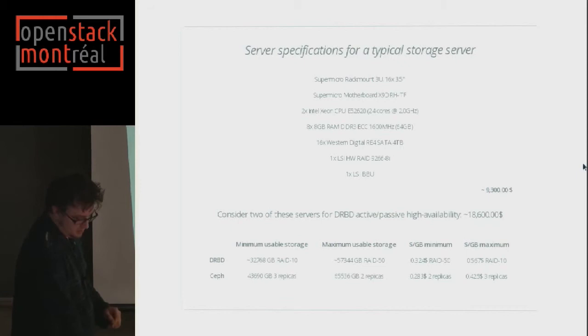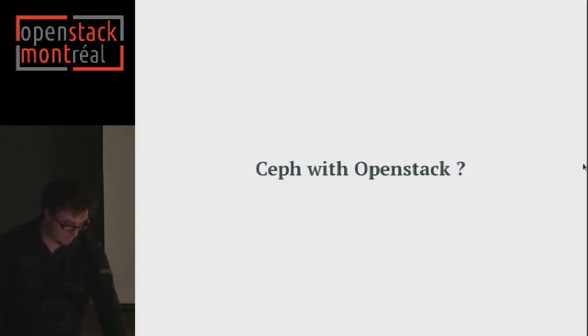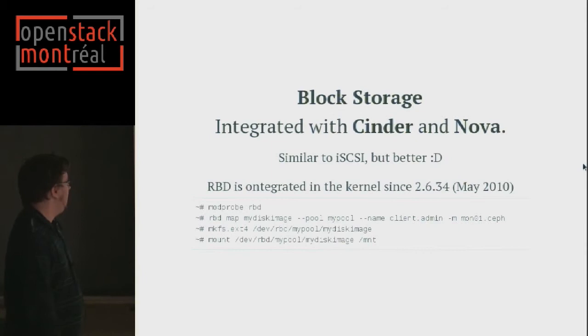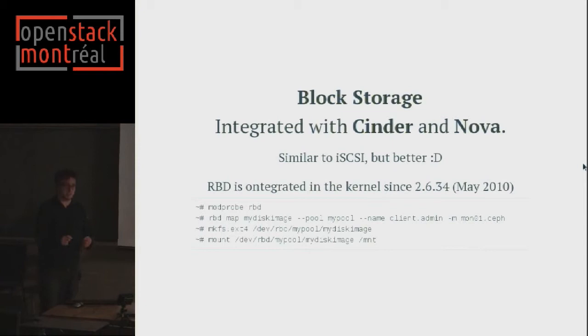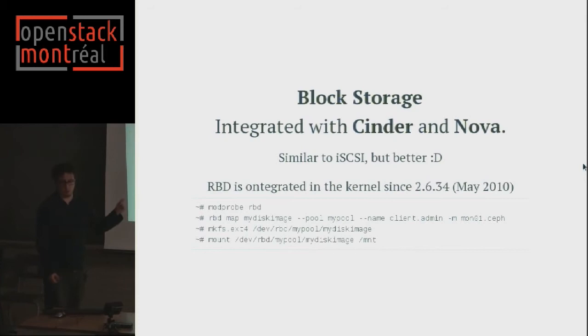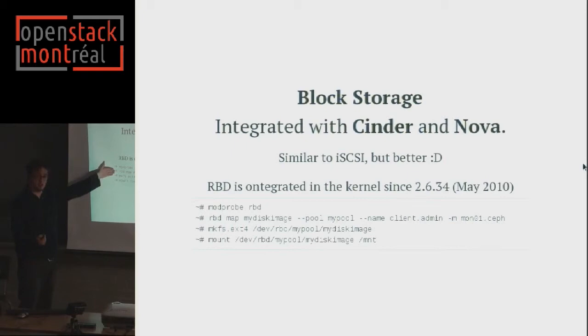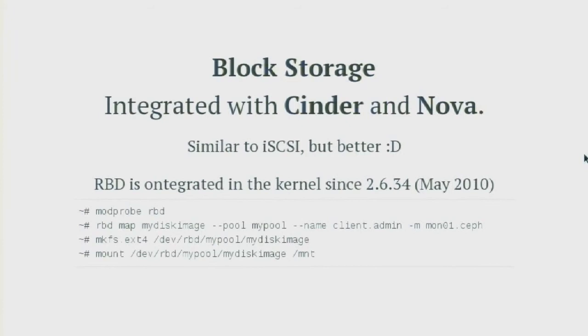Ceph with OpenStack, because I got to talk about OpenStack too, right? Block storage. Ceph is integrated with Cinder and Nova, in Grizzly, Havana, and Icehouse. It's similar to iSCSI, but better, as in there's a kernel module right in the Linux kernel, and it's been there for a while too, for 4 years now. So if I want to mount a block device over Ceph, it's really like 4 lines. I load the kernel module, I map the Ceph block device to my server, I format the disk image, and I mount it, and it's good to go. I can use it. It's over the network, it's replicated, and it's highly available.